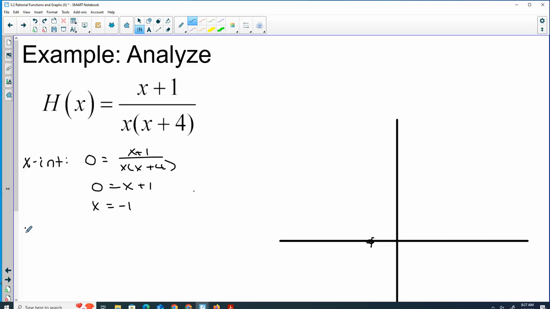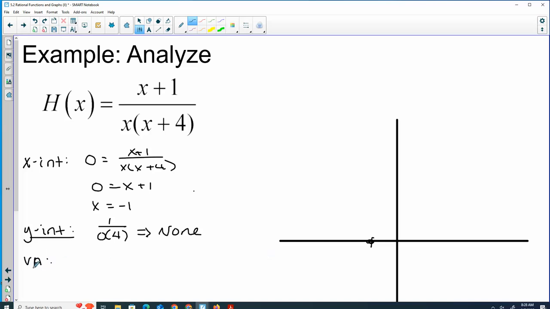Y-intercept is where we hit the y-axis. So that is when x is 0. If I put in 0 for all my x's, 0 plus 1 is 1, over 0 times 0 plus 4 is 4. What's 1 over 0? You have none. You can't divide by 0, right? You have 0 on the bottom. So we don't hit the y-axis.